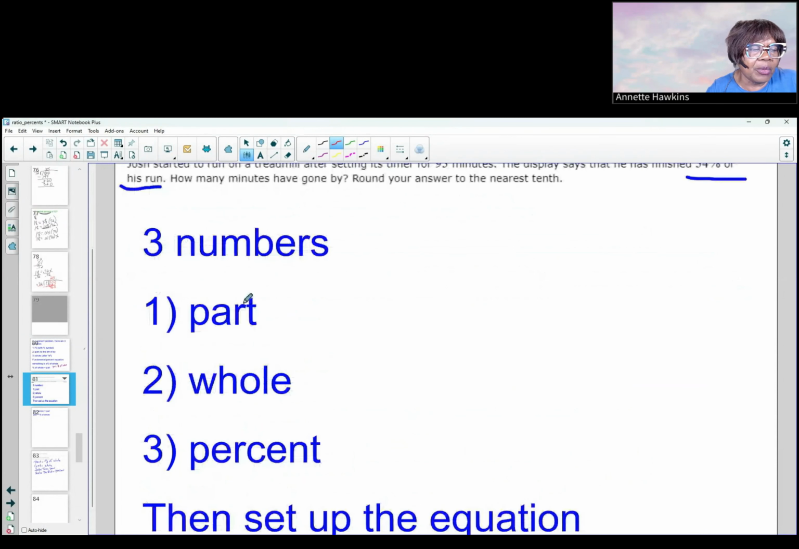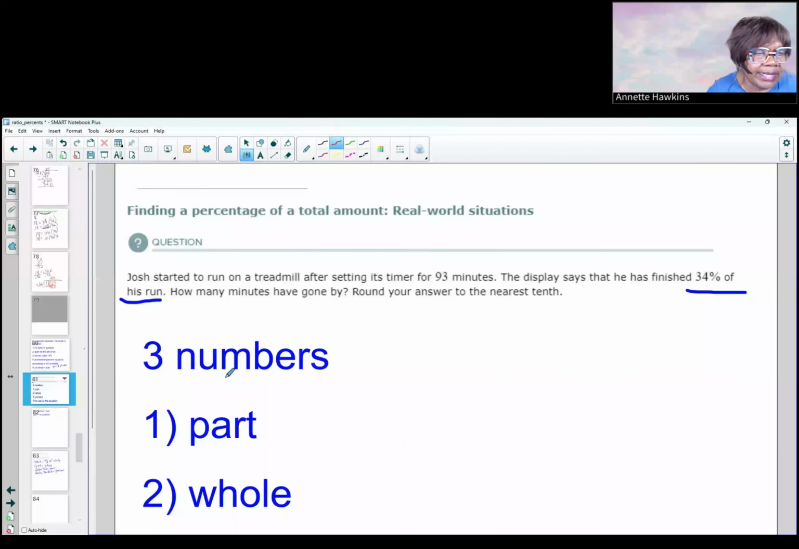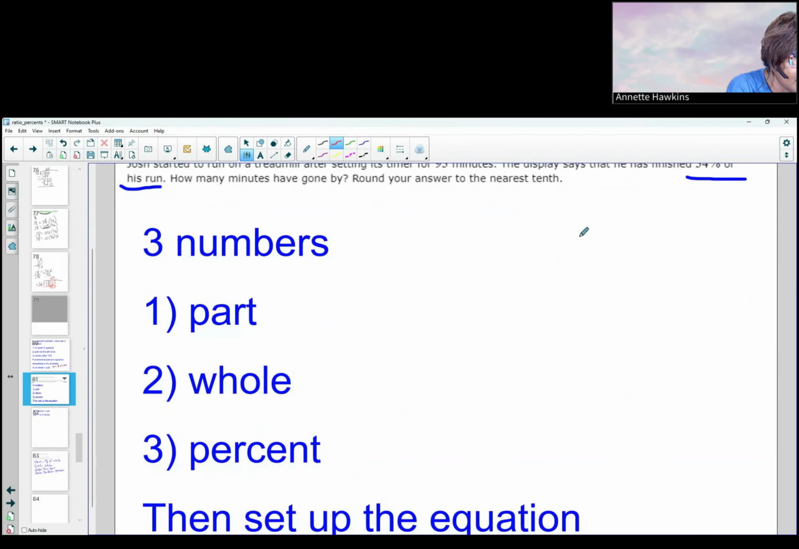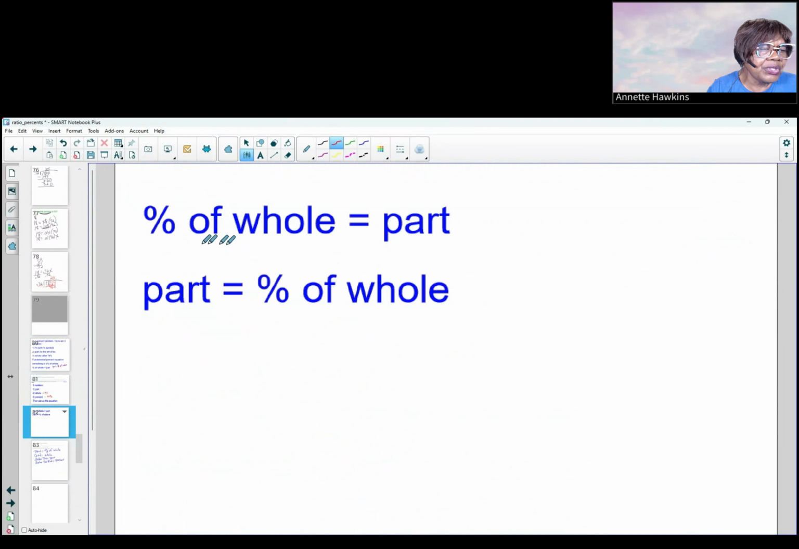Now remember, there are three numbers: the part, the whole, and the percent. Once we identify these, we can set up the equation. He set the timer for 93 minutes, so that means he wanted to run for 93 minutes, so that would be the whole. The percent is 34%. So we're trying to find the part, because it asks how many minutes had gone by. We know percent of whole equals part.